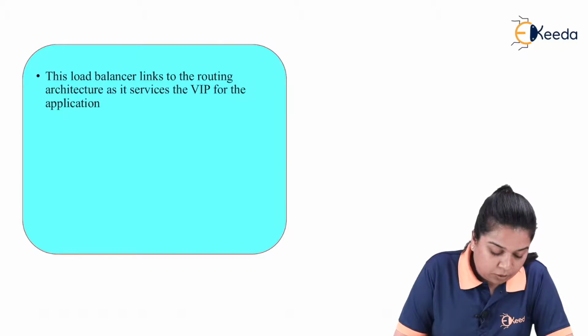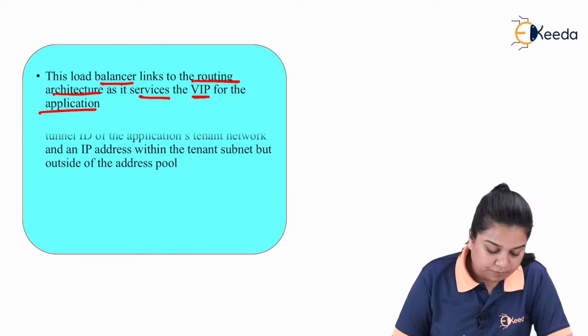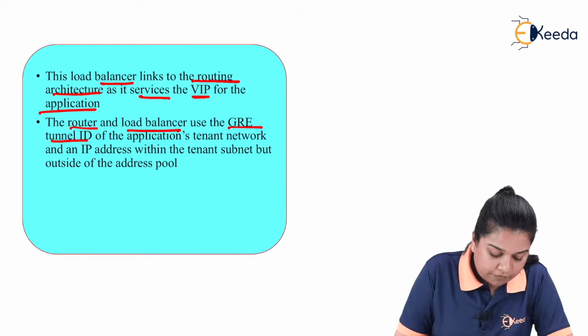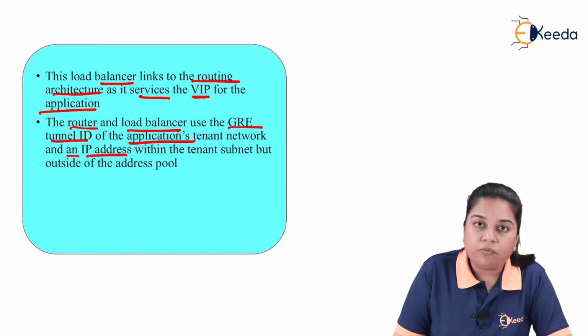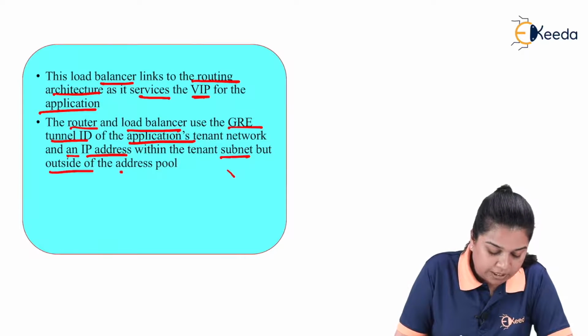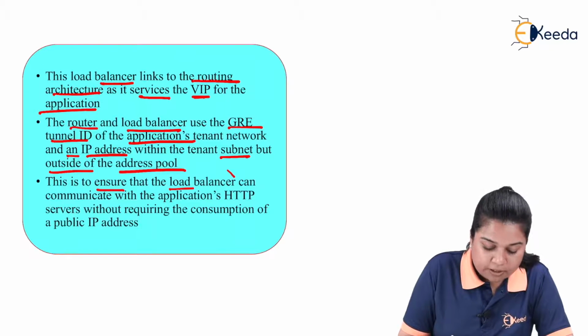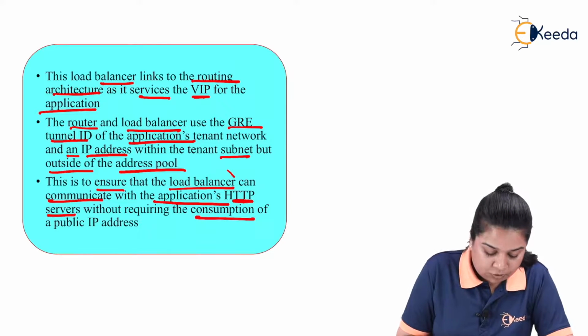Here, this particular load balancer links to the routing architecture as it services the VIP for the application. The router and load balancer use the GRE tunnel ID of the application's tenant network and an IP address within the tenant subnet but outside the address pool. This is to ensure that the load balancer can communicate with the application's HTTP servers without requiring the consumption of a public IP address.